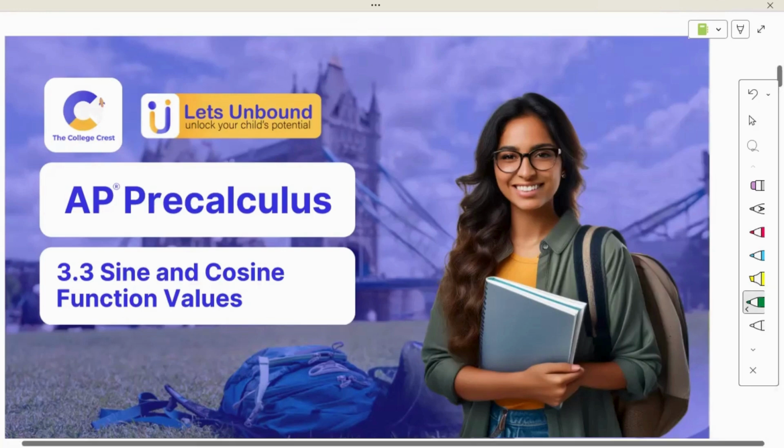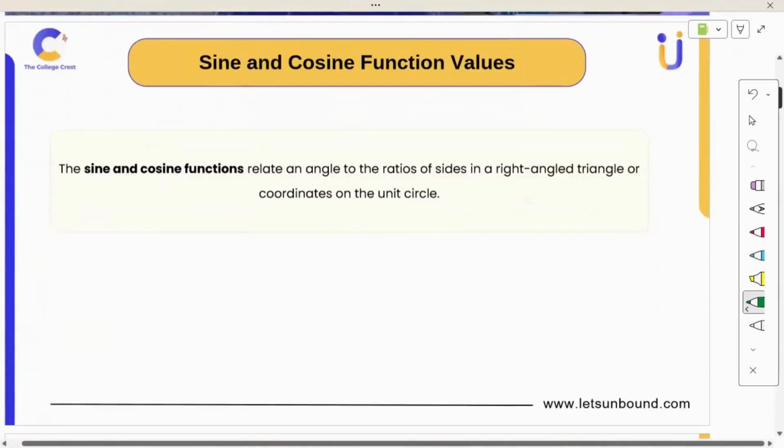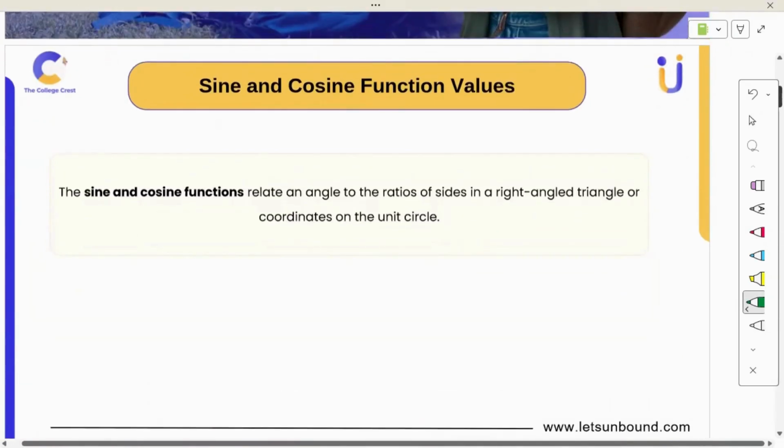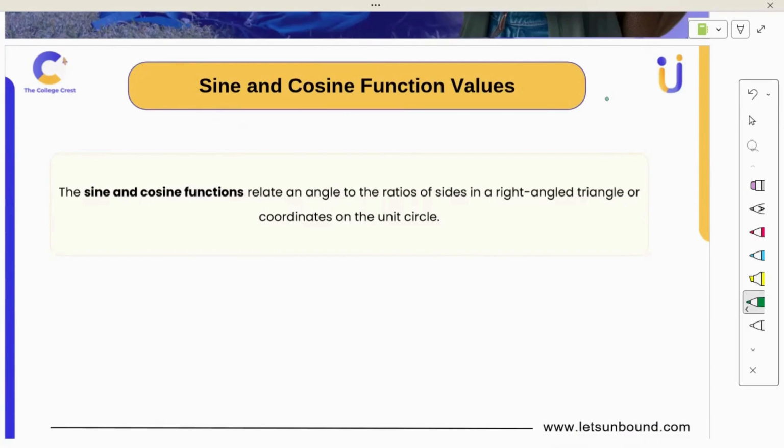So first, what are the sine and cosine function values? We know ratios, right? So likewise, sine and cosine are functions which take angles as input and give ratios as outputs. Basically, it relates an angle to the ratios of the sides of a right angle triangle, or we can say it relates coordinates on the unit circle, right?